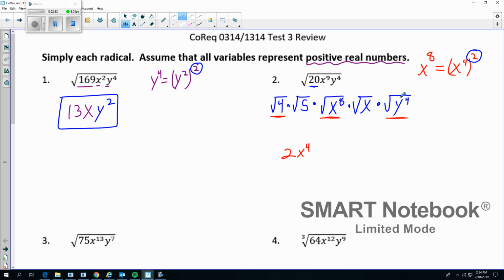Similar to what we saw with y to the 4th over here, that's just going to become y squared. And now we want to take what's left behind and consolidate them. Just go ahead and multiply that together as a single radical. So that's going to be the square root of 5x. And that's what we're looking at for this one.